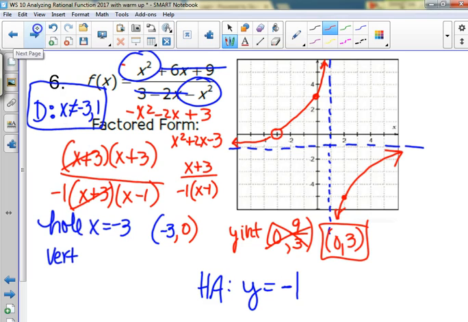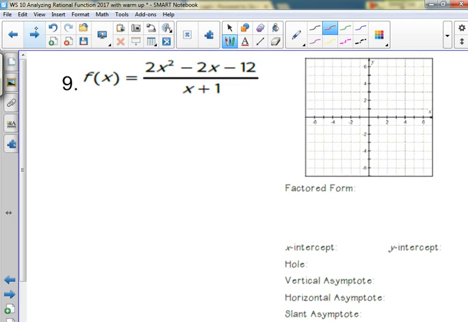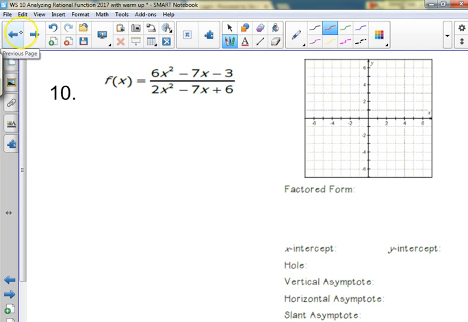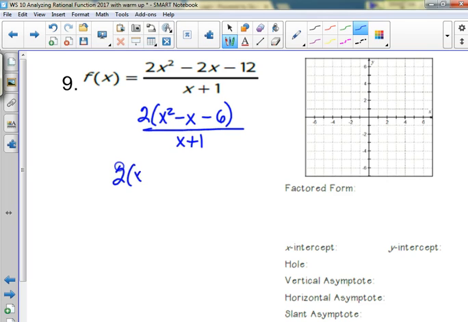What else? Can I do maybe 9 just because it's top heavy? Okay, what can we take out of the top actually? So then we have x squared minus x minus 6, which would factor how? Okay, so does this have a hole? No hole.